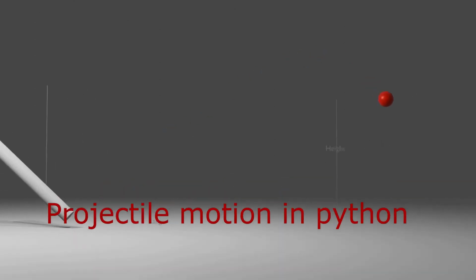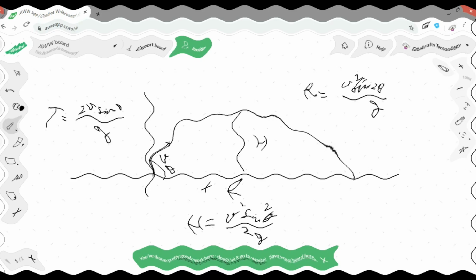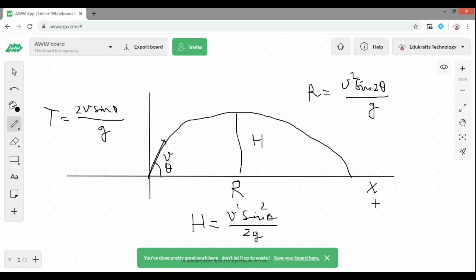So friends, in this video we are going to discuss projectile motion, and this is the formula I'll be using. This is a projectile launched with the velocity v and at an angle theta.